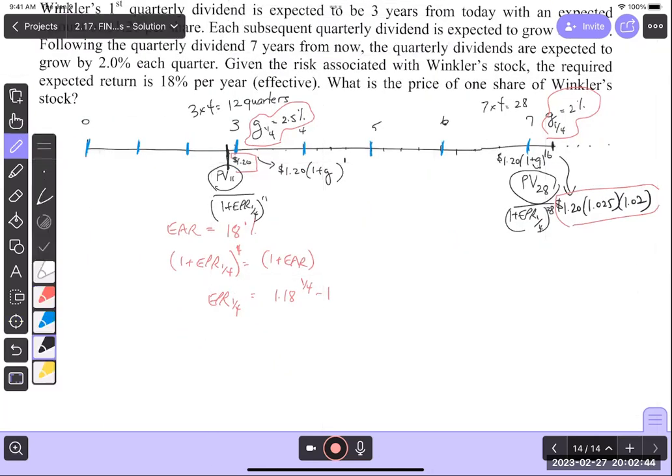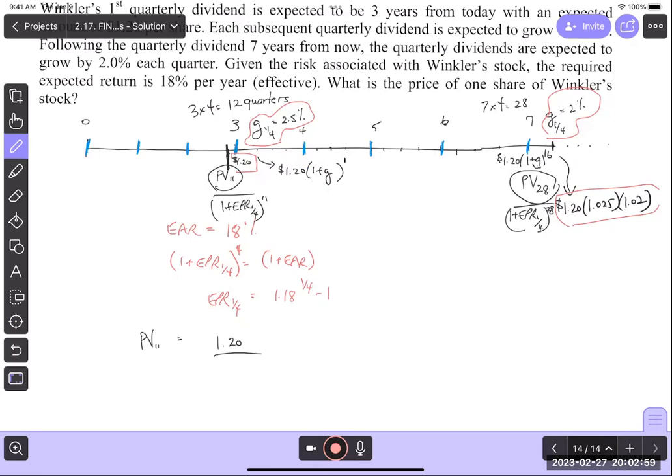So the first part is going to be the $1.20. This will be at PV11. And it's a growing annuity. So you have to put EPR 1/4 minus the G, 0.025, and then 1 over 1 plus G, 1.025 divided by 1 plus EPR one quarter. And that's going to be, what did we say, 17? Yep. Payments? 17 payments and 16 periods of growth.